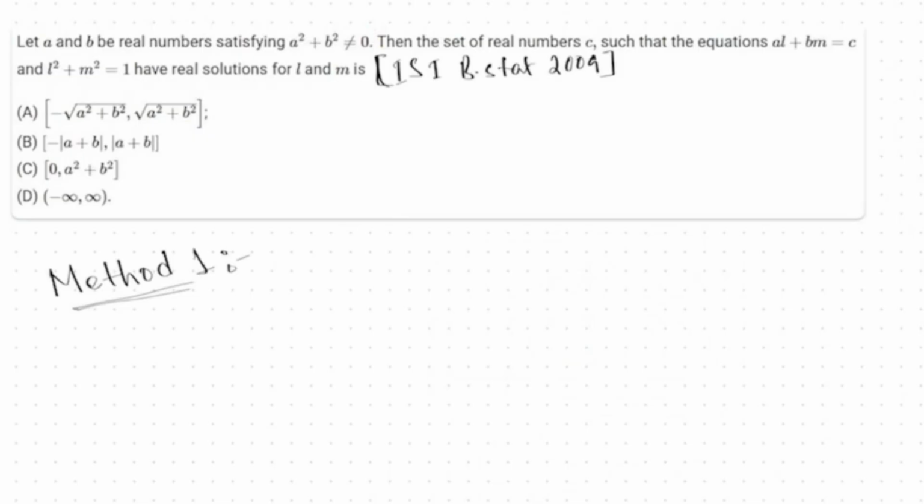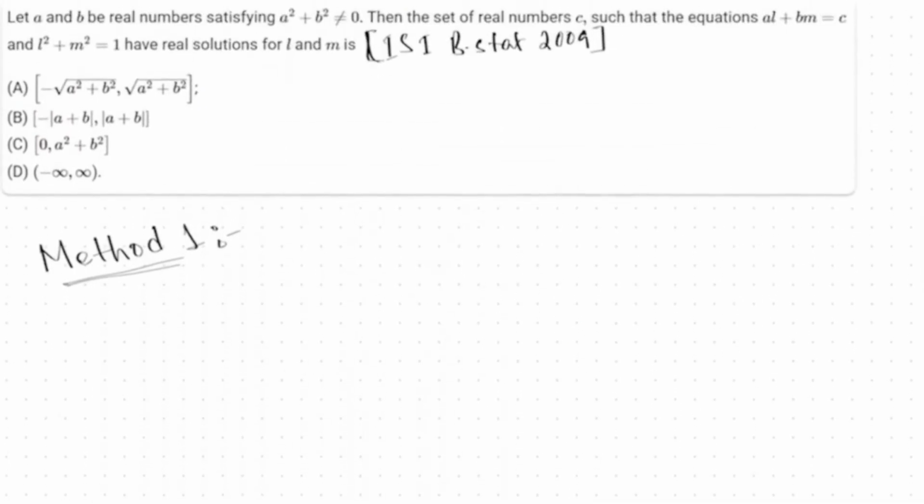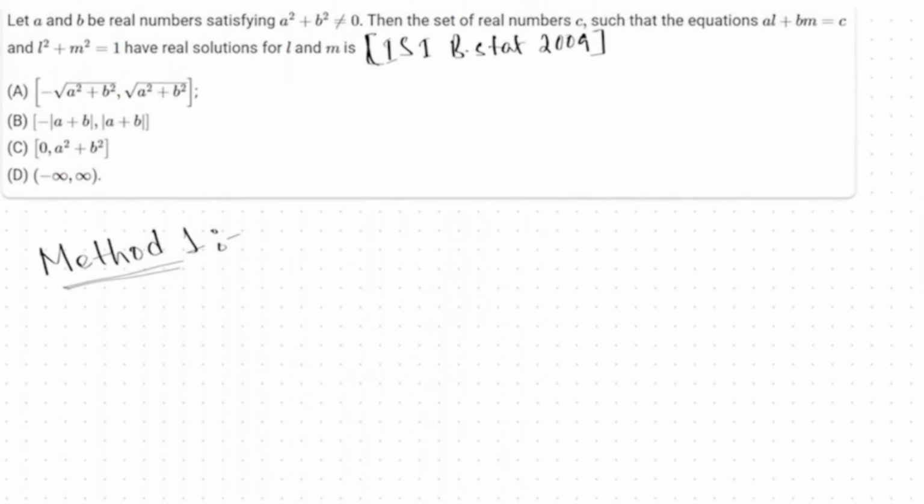So the question says a and b are real numbers with a square plus b square not equal to 0, which basically means that a and b both are not 0. And then it asks for the range of c such that the equations al plus bm equal to c and l square plus m square equals 1 have real solutions.